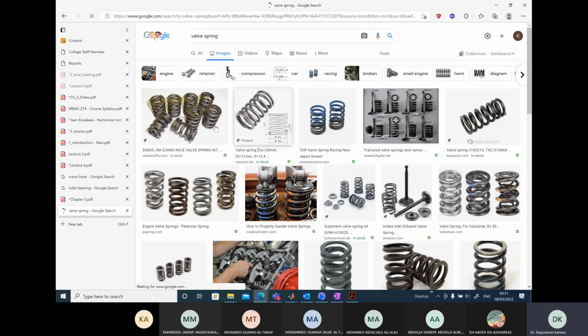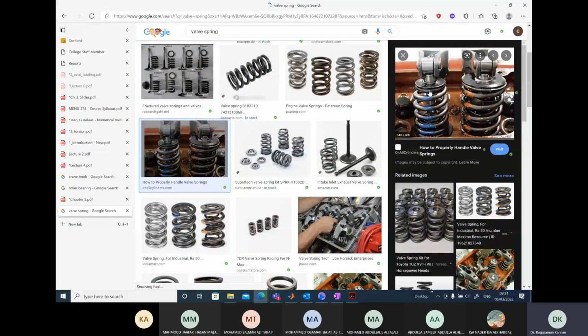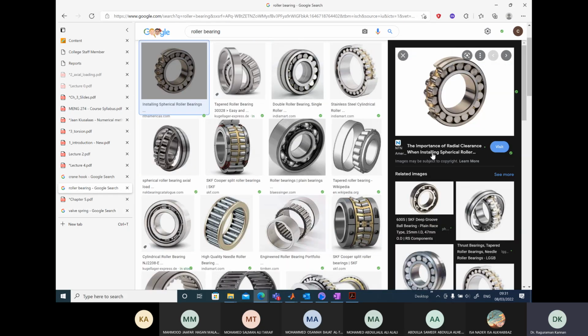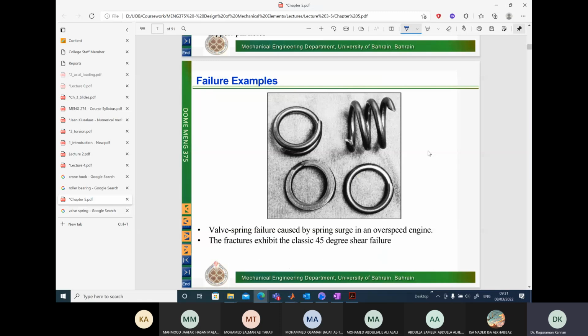So let's see a picture. So this gives you a very good idea. The valve spring is used to close and open the valves in the inlet and exhaust of an IC engine. Therefore, it is subjected to compressive loads and zero load, compressive and zero, compressive and zero. So it is a fatigue load in our case as well. And because of that, we have failure again.